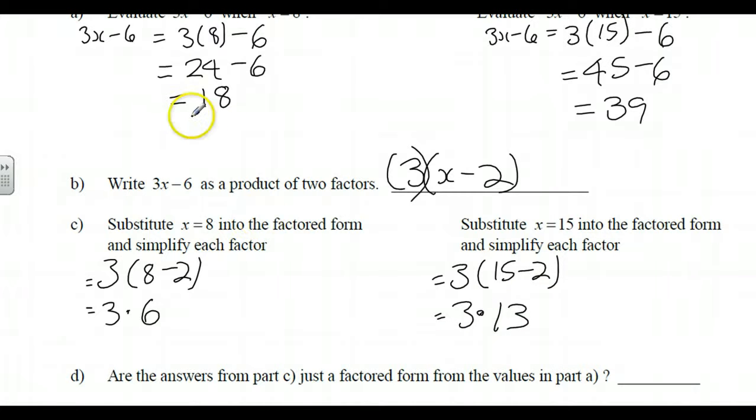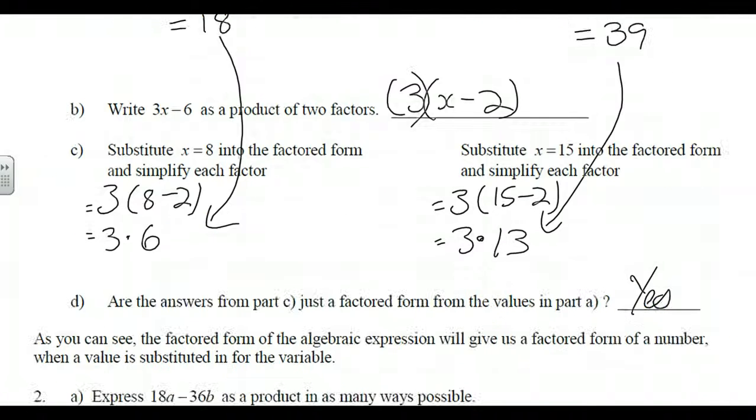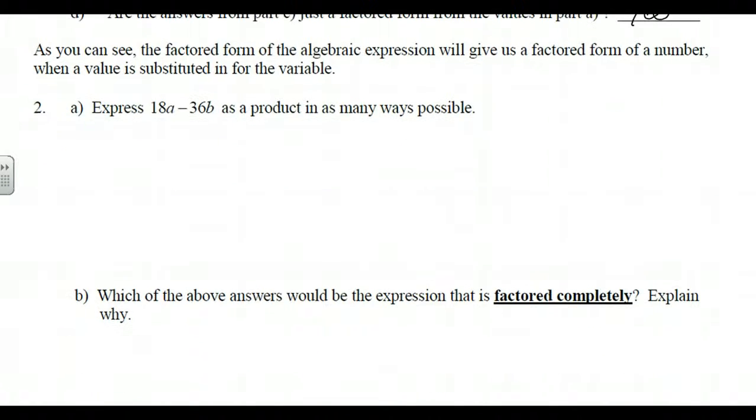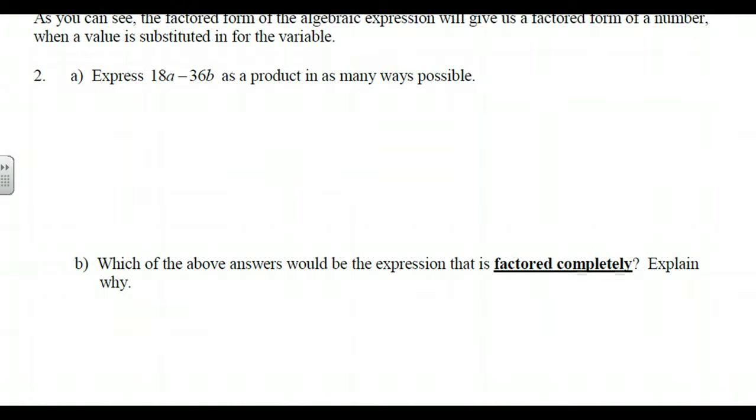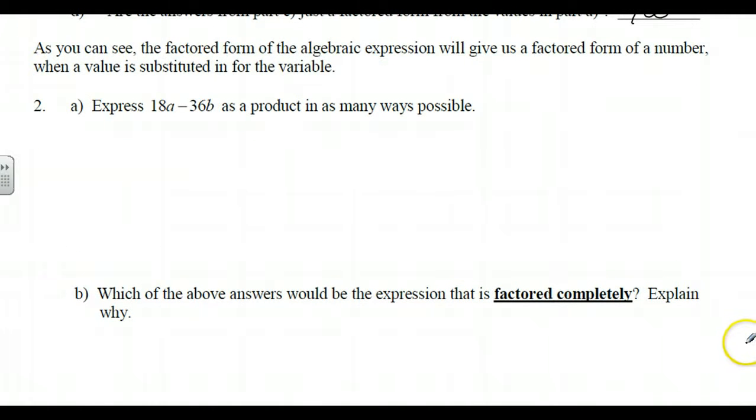Now you notice 18 is 3 times 6. 39 is 3 times 13. So the answers in part C are simply a factored form of the values from part A. So are they? You betcha, Red Ryder. As you can see, the factored form of the algebraic expression will give us a factored form of a number when a value is substituted in for the variable. I kind of read that sentence with not good emphasis.